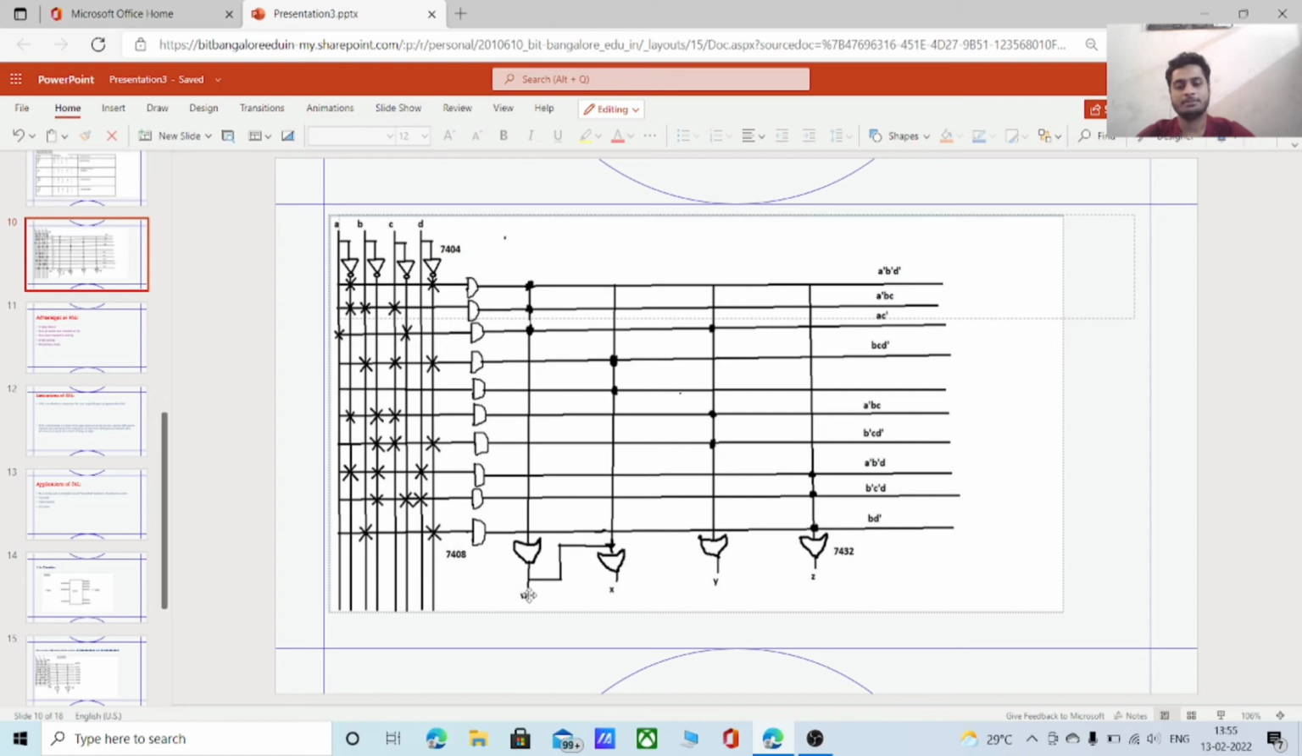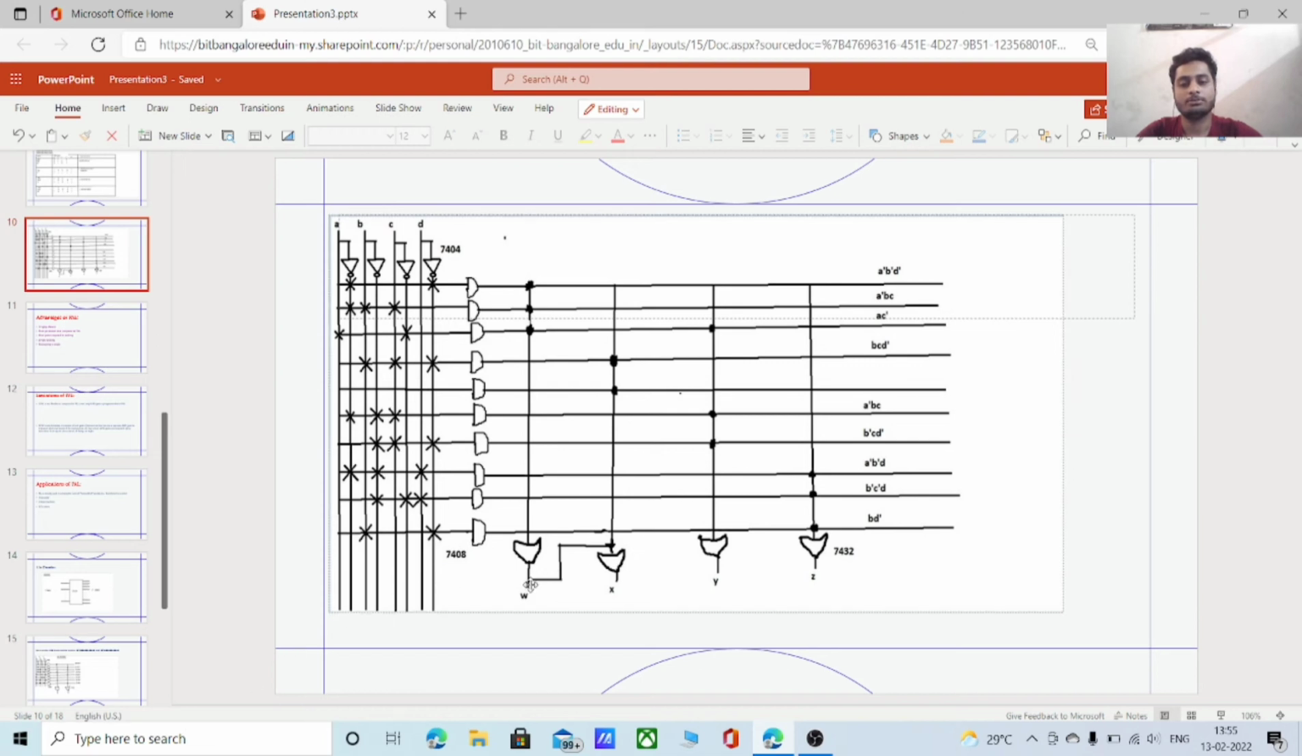We have the first function as W. W is A complement B complement D complement plus A complement BC plus A into C complement. So we connected it to an OR gate through dots, and we got the output W. We can notice that the function X is W plus BC into D complement. The rest of the functions have 3 terms as outputs, but this X has only 2 terms as output. So we consider another empty AND gate here to match the 3-term output.